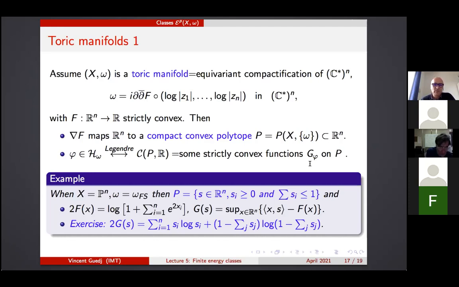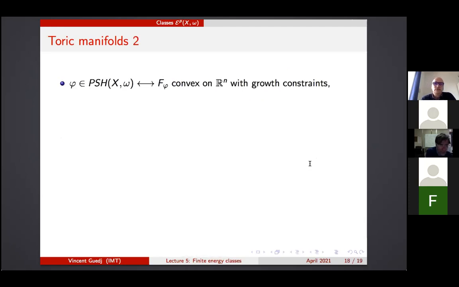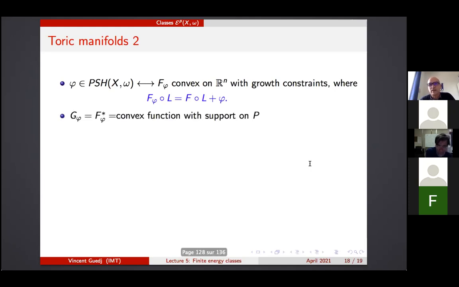Okay, so that's for the general frame. What about omega-plurisubharmonic functions and finite energy potentials? If you pick some toric omega-plurisubharmonic function, then it corresponds to a function f_phi, which is convex on R^n and with certain growth constraints. And f_phi is simply given by this formula in (C*)^n: f_phi composed with L is f composed with L plus phi, where f is the convex potential for omega.